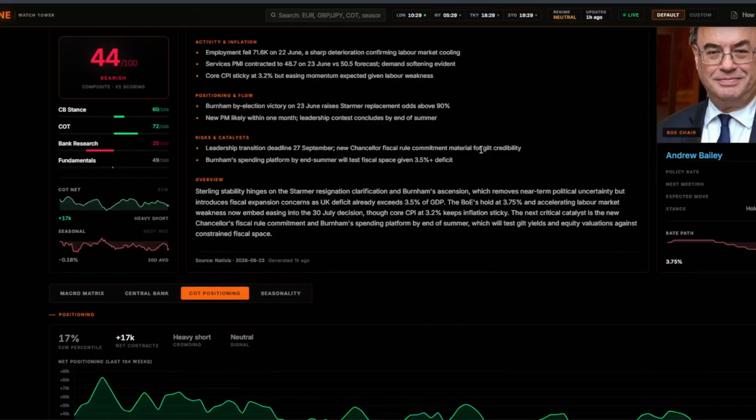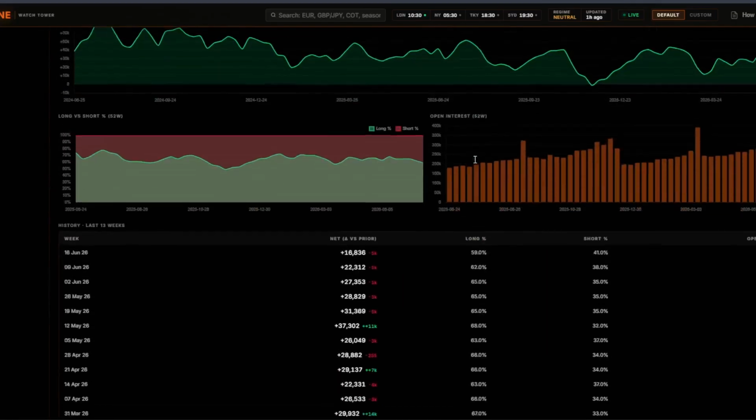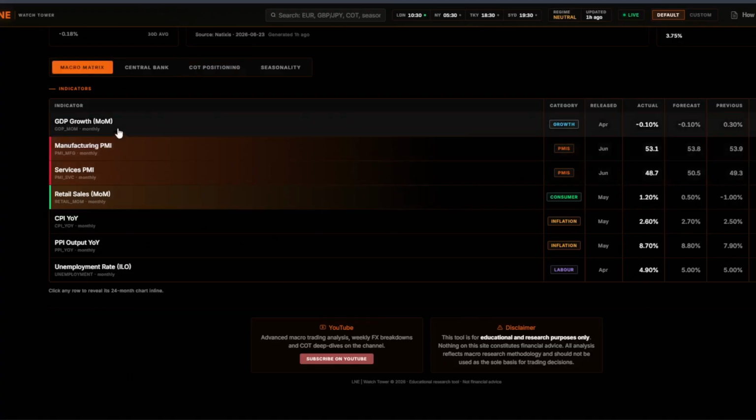Everyone is talking about the fact that bond yields might still be a little bit more elevated. There's still a bit more pressure because of the political risk, but I feel like that might already be priced in, and I also think that might be gone already, right? So, Burnham spending platform by end of summer will test fiscal space, given a 3.5% plus deficit. Okay, anyways. All right, let's take a look at the macro matrix here.